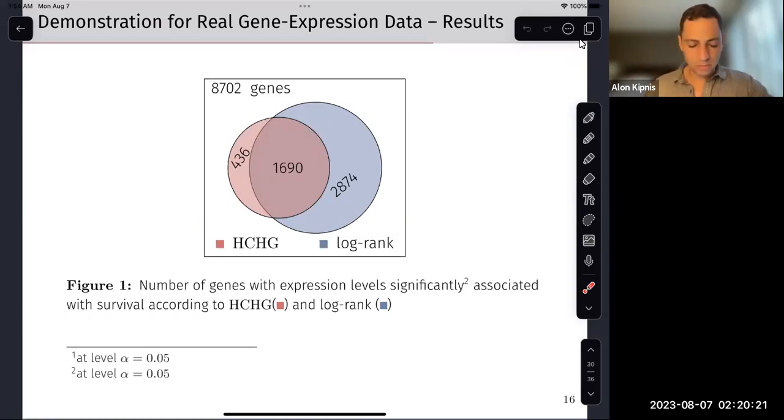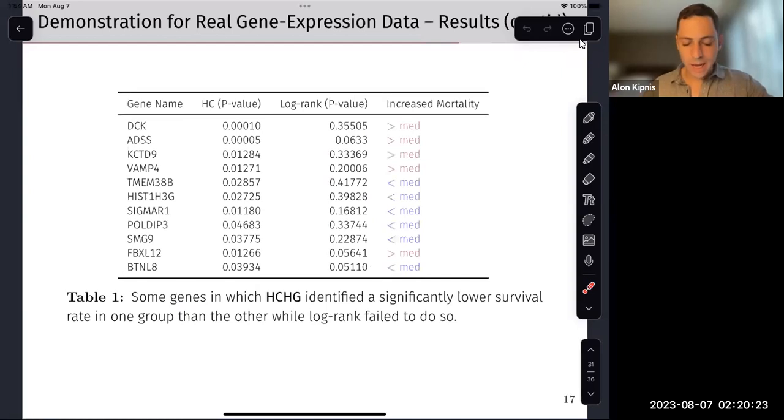And here is a table that gives you 10 of those genes. Here we included the p-value of the higher criticism test. Not the p-value of the individual rows in the survival table, but we translate the HC value to a test, the same thing we did with the log rank, and this shows you that those genes were reported significantly associated with survival by HC and not by log rank.